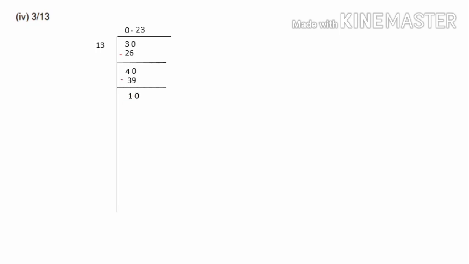Again, put a 0. So 10. 10 is smaller than 13. It will not go. That is 0 times. We have to write 0 into 13. We will get 0. Again, subtract it. We will get the answer as 10.